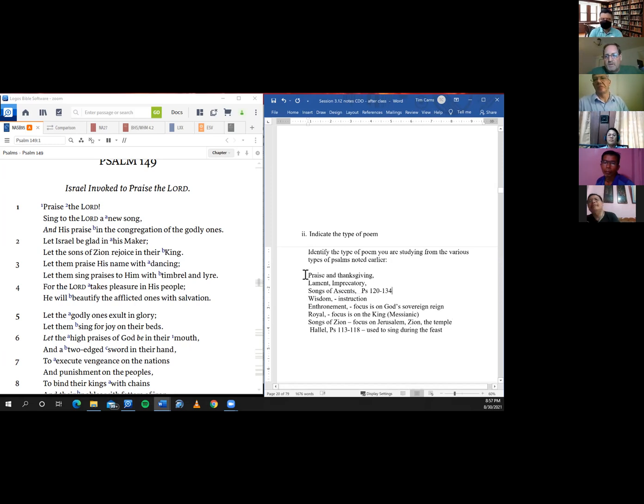There may be some other categories that you may find as you look at Psalm book introductions, but I think these capture pretty much all the Psalms. You could put them in one of these categories. Really the Hallel is a separate one, but you can put any Psalm you're studying probably into one of these categories, okay? And that's what you want to do. You want to just be able to identify the type.